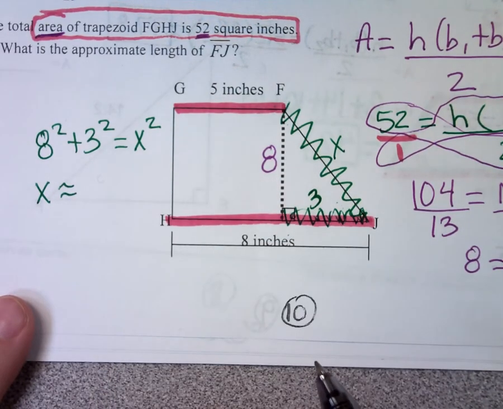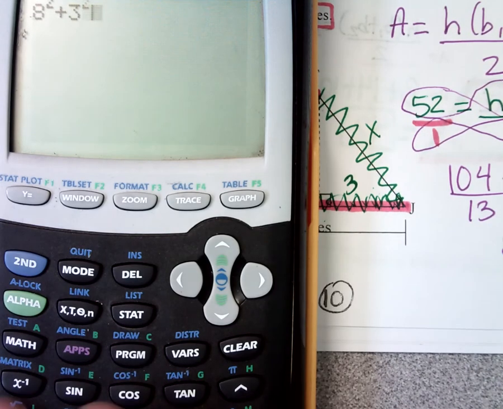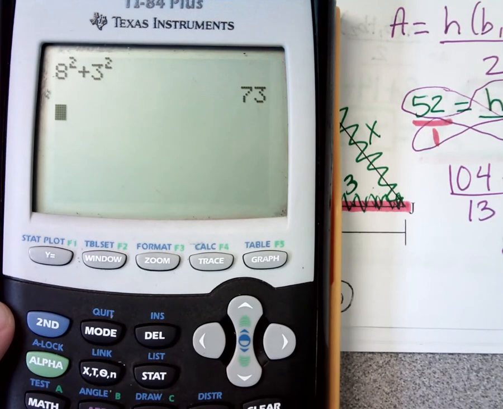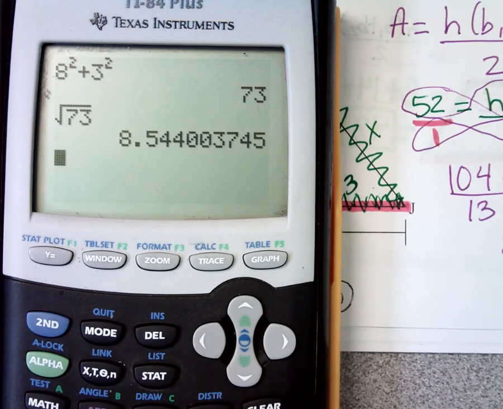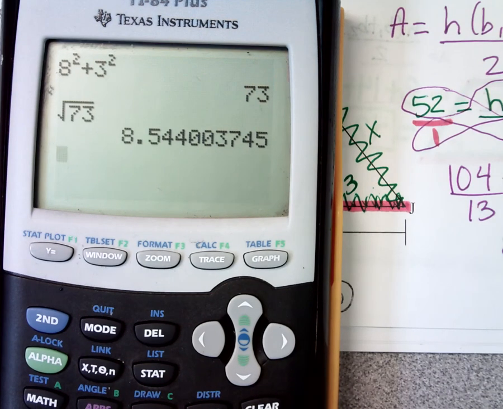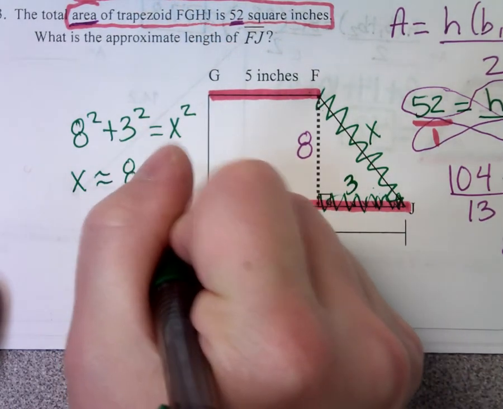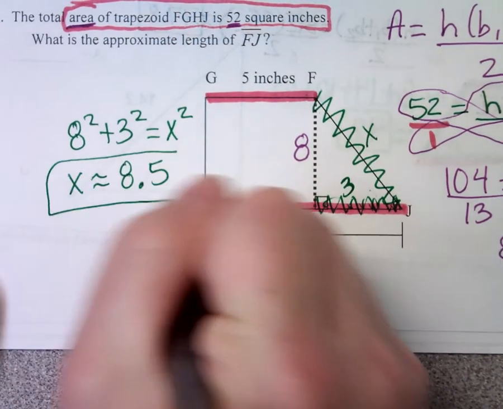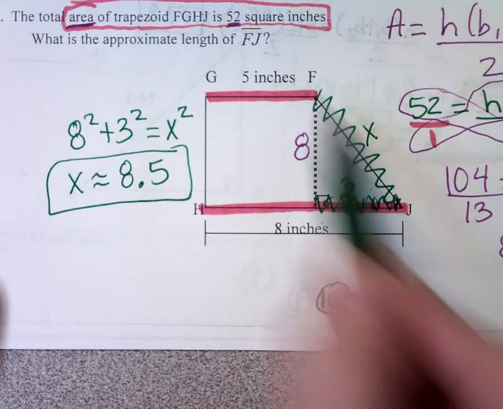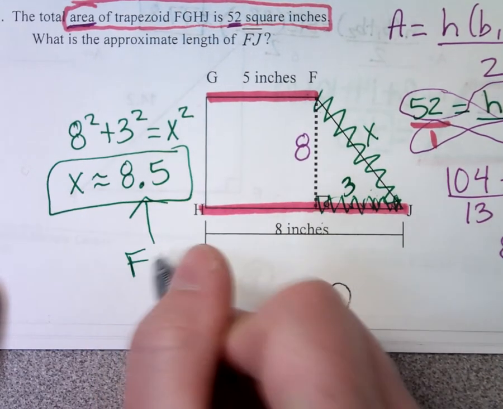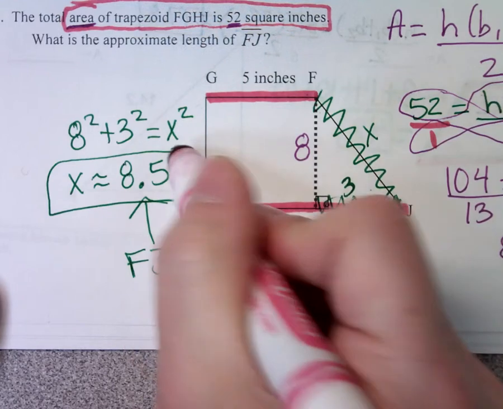8.5? You didn't get that? So 8 squared plus 3 squared. And then I want to square root that. So square root of 73, 8.5. Do you know what you did? Yeah. Okay, and that is the length of FJ, which is what they wanted. So that actually right there is the length of FJ, and that's the answer.